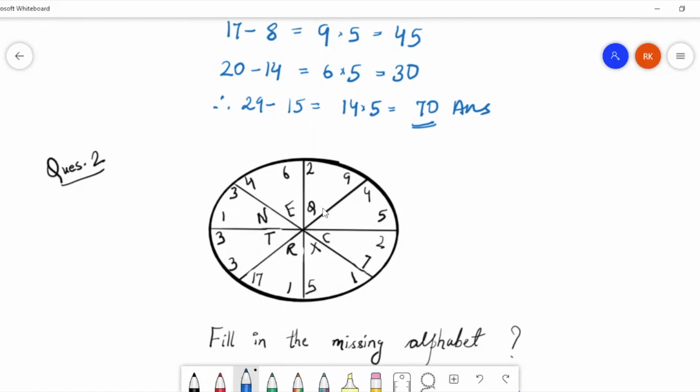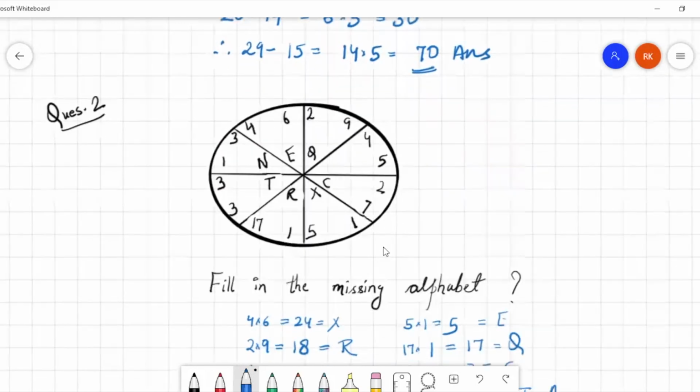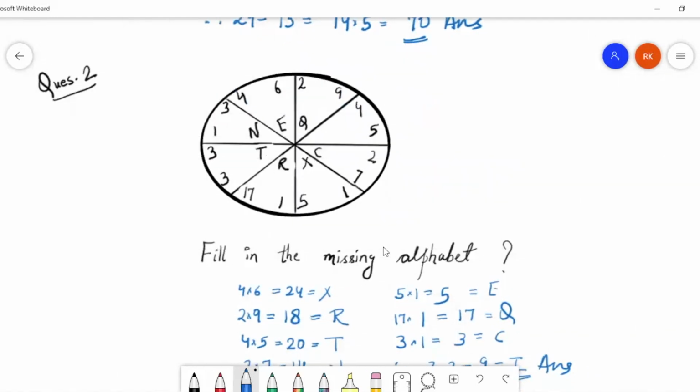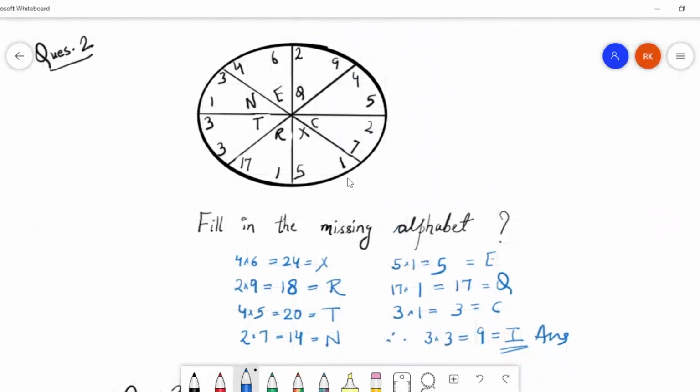Okay. Now Q. Q is 17. And 17 multiplied with 1 is also 17. Now N. N is 14. And 7 into 2 is equal to 14. So this is our required trick. Now to get this missing alphabet, what do we have to do? We have to just multiply 3 with 3, which is 9. And 9 is the number for the alphabet I. So I is our answer.